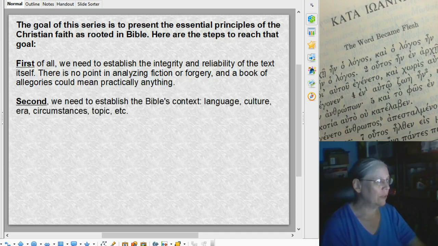The second thing we need to establish is its context: the language, culture, era, the circumstances, the genre, the writer, the situation, the linguistics, the details of language and vocabulary and figures of speech. Those are all factors that determine how we look at the Bible as far as trying to determine what it meant at the time it was written, and then to go from there to discover its teachings.